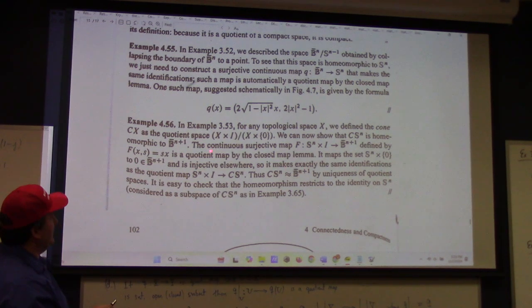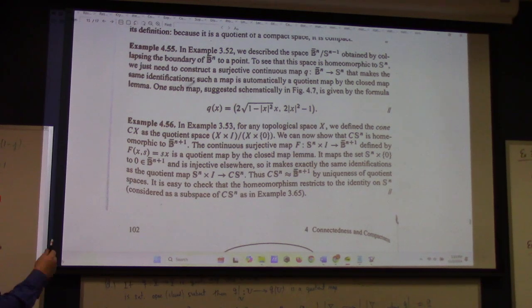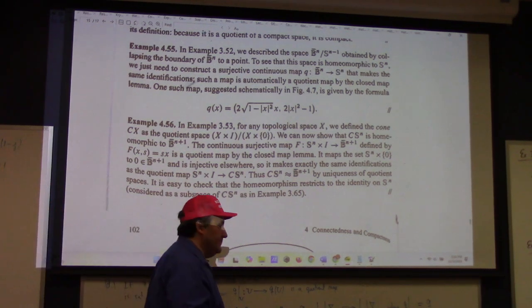So it makes exactly the same identifications as the cone quotient map we looked at, and therefore the cone over Sn is homeomorphic to the closed Bn plus 1. I need to come up with a name for this thing. It's just the solid ball of dimension n plus 1, I think. Like B2 bar, I believe, is just the closed unit disk.